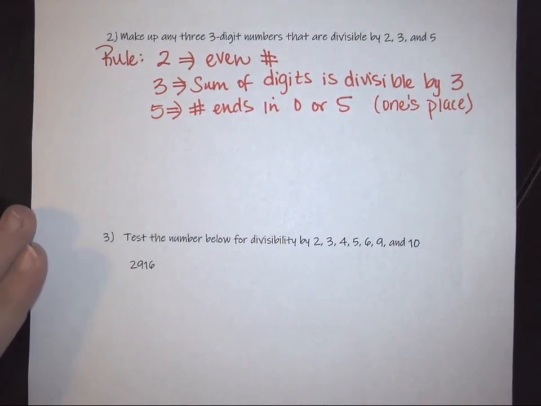So based on that, any number would satisfy this question. So my number has to be even, the sum of the digits must be divisible by 3, and it must end in a 0 or a 5.